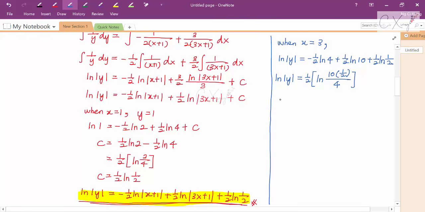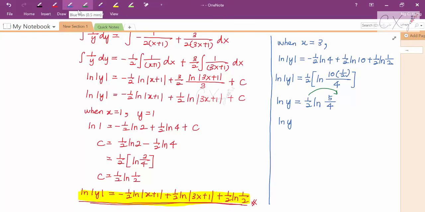Okay, then I further simplify it. I'm having half still. Okay, so 10 divided by 2, you get a 5. I'm having 5 over 4. Okay, and then for any constant in the log function, right, you can actually pull it to become a power for the number itself. And we are having ln 5 over 4 power half.